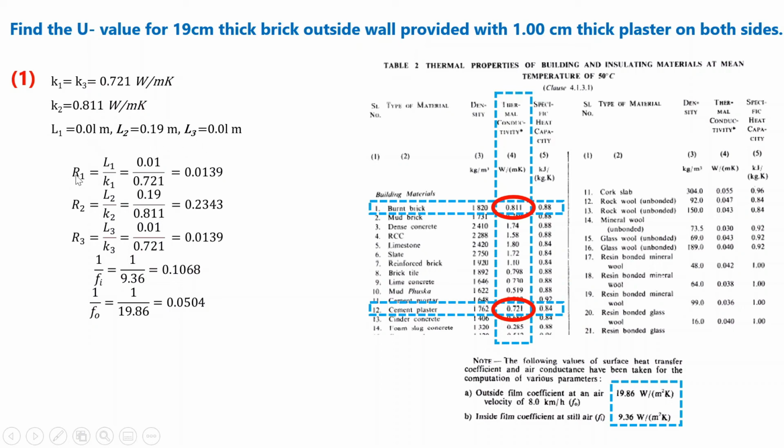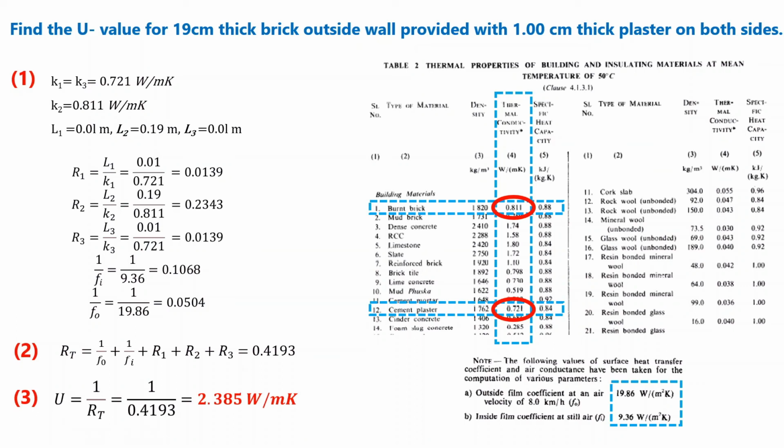So we have to find out the thermal resistance of each of these materials. Resistance is found out by L by K. The thickness is 0.01 and conductivity is 0.72. So we are finding out these values. And then in the next step we have to find out the total thermal resistance. For that we are adding 1 by Fo, 1 by Fi and the resistance of the materials. And now we are finding out the U value by finding the reciprocal of thermal resistance. So the U value is coming up to 2.385.